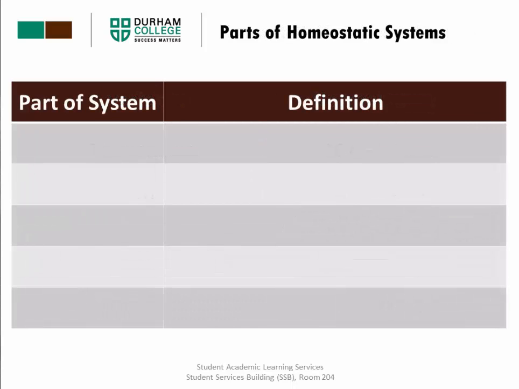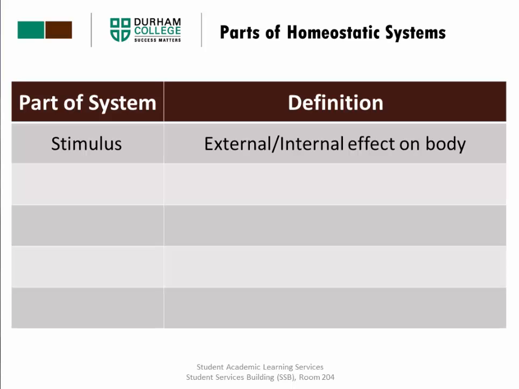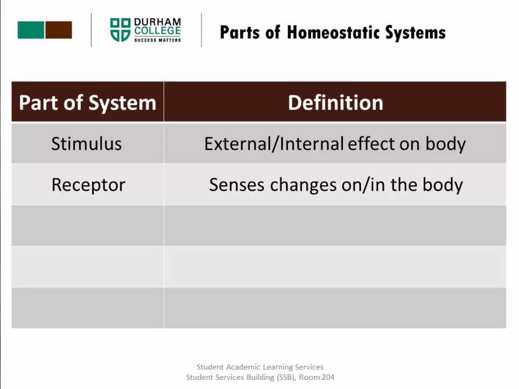What are the parts of the homeostatic system? The first part is a stimulus. This is the external or internal effect on the body. For example, it might be cold or heat. The second is the receptor. This is the part of the body that senses the change on or in the body.